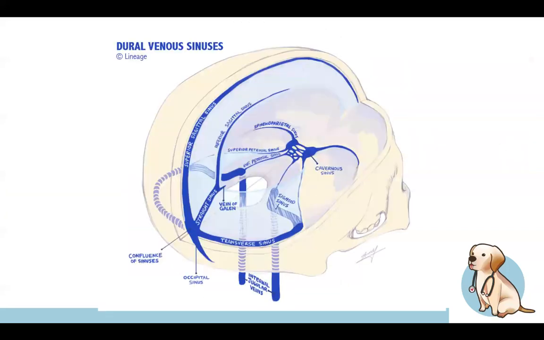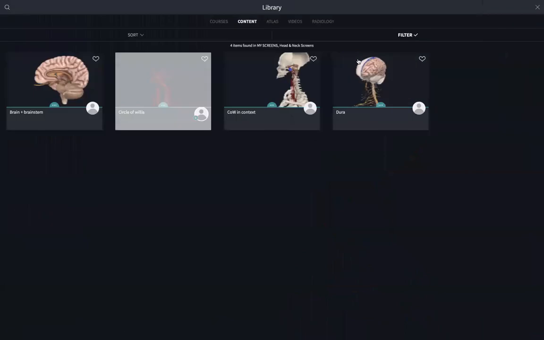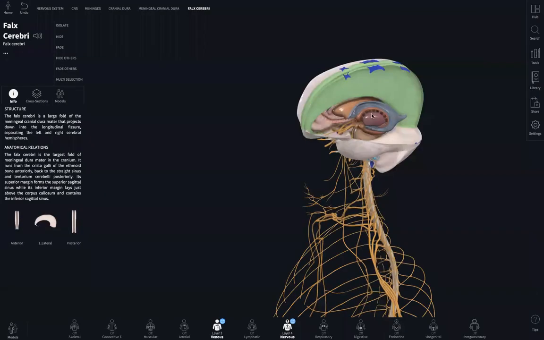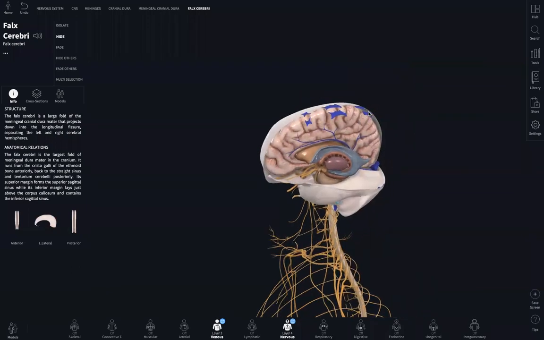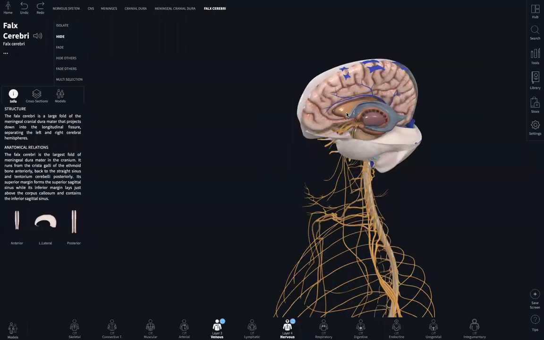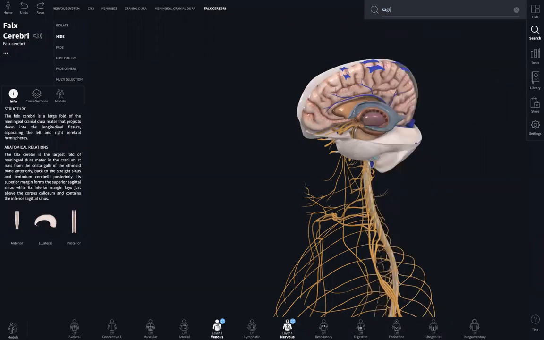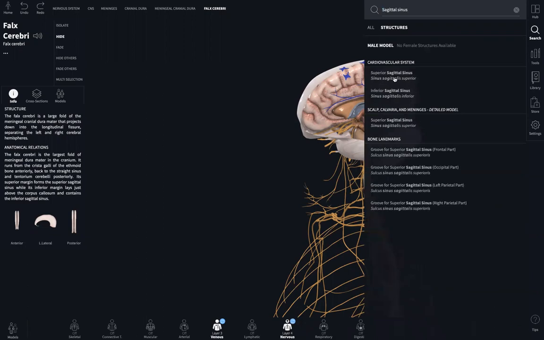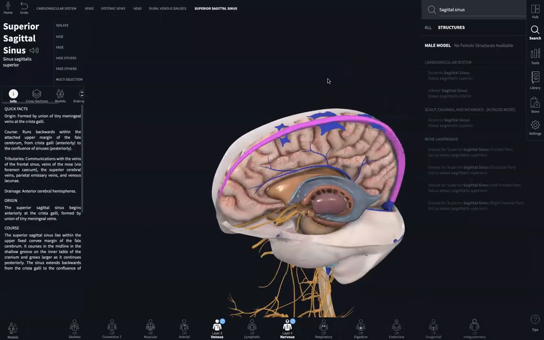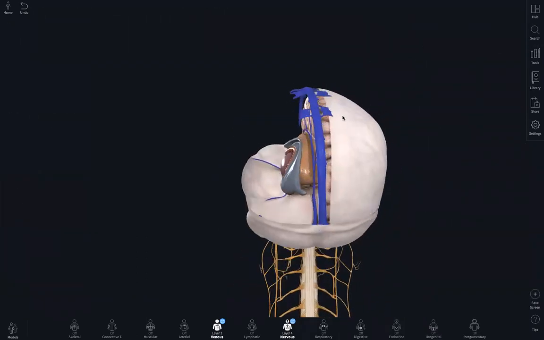So next up, we're going to talk a little bit about the dural venous sinuses. Just lightly, we're just going to follow their pathway and see where they all sit because it looks a little bit complicated. So let's come back over here and take a look at our dural venous sinuses. Let's bring back our sagittal sinus. There we go, our superior sagittal sinus.